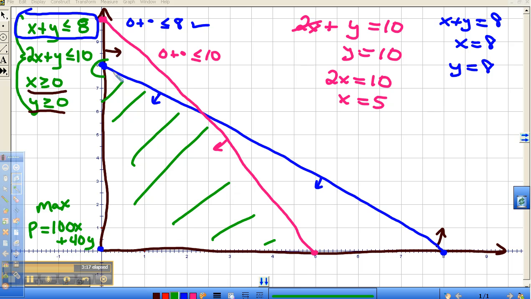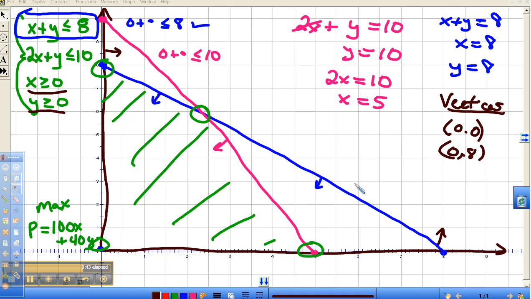So our vertices. We know that some are easy: 0, 0. We know this one is 0, 8. This one down here is 5, 0. And then all we need to do is find this one. And that's the solution to these two equations.